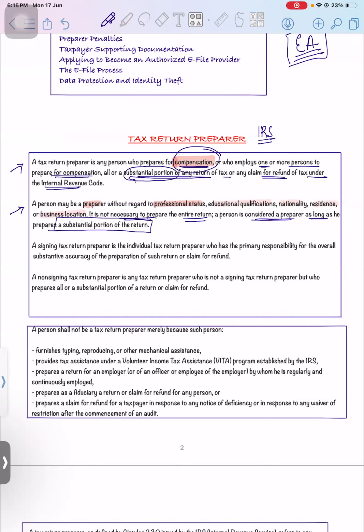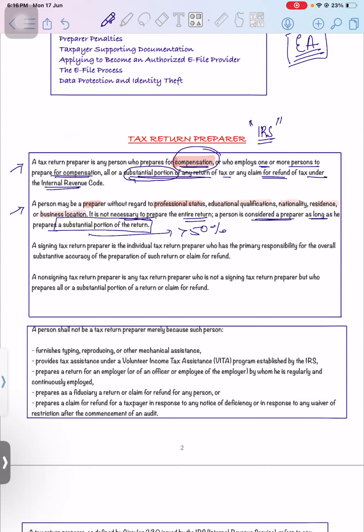What do you mean by substantial portion? Major portion. Substantial here means more than 50% of the return is prepared by the person. But for the IRS definition, the IRS doesn't know about the procedures of KPOs and all. Right now, in most of the companies, if it's a direct CPA firm or a Big Four company, straight away they ask you for a PTIN.